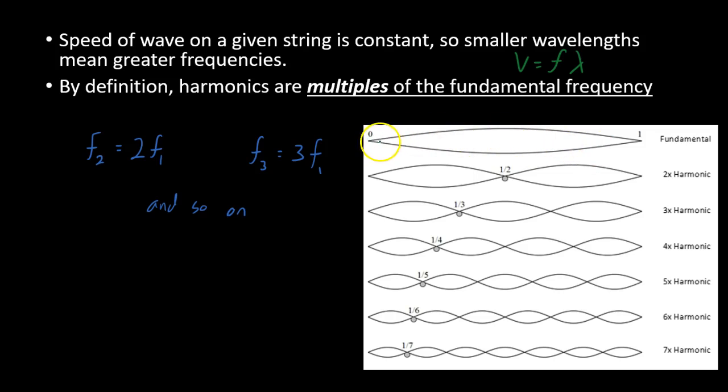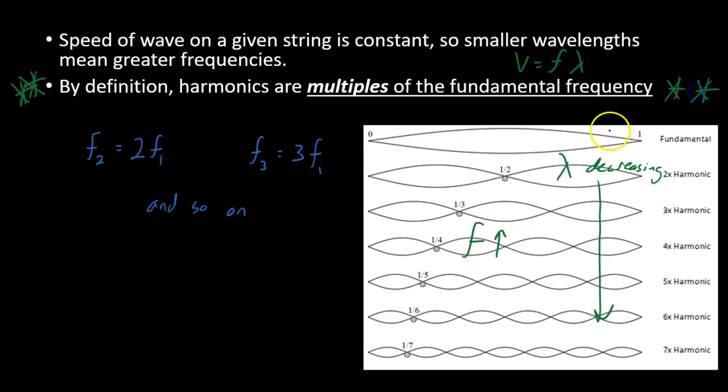The wavelength is huge. It's not even fitting on this string. On this picture, now the wavelength is small enough to fit on the string. Here the wavelength is getting smaller still. I could fit one wavelength and a little more. The wavelength is decreasing as I go down my harmonics, as I get more and more complicated, which means the frequency is increasing.